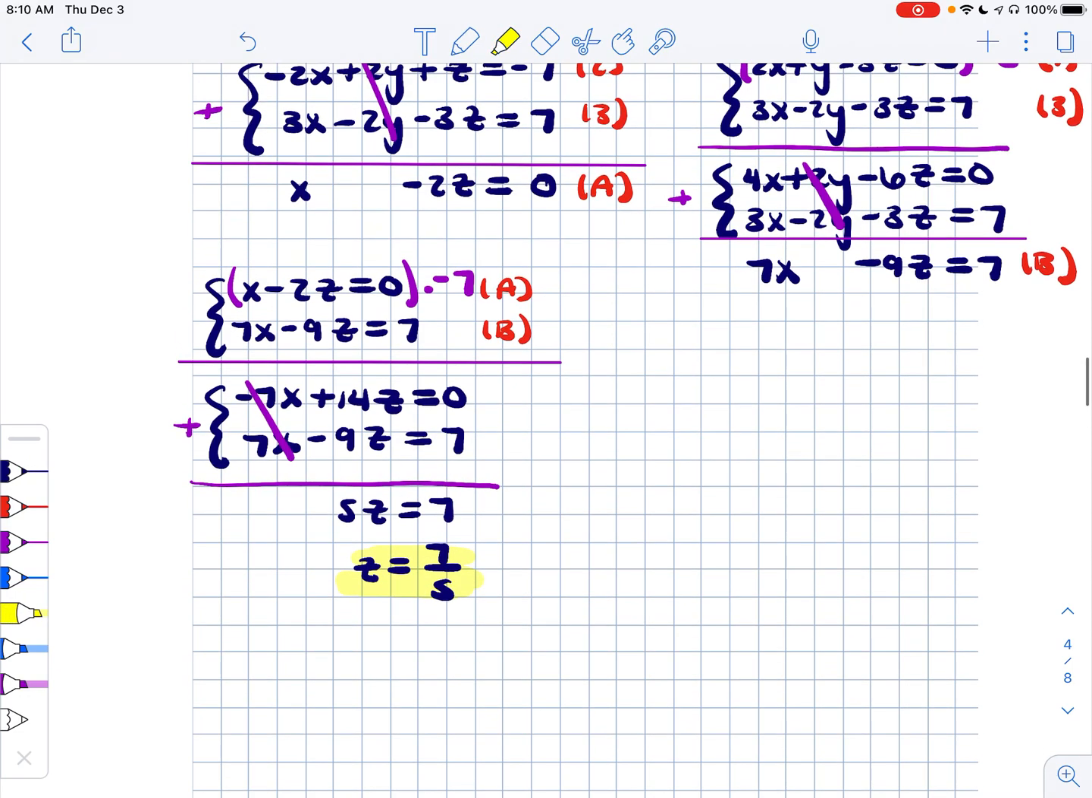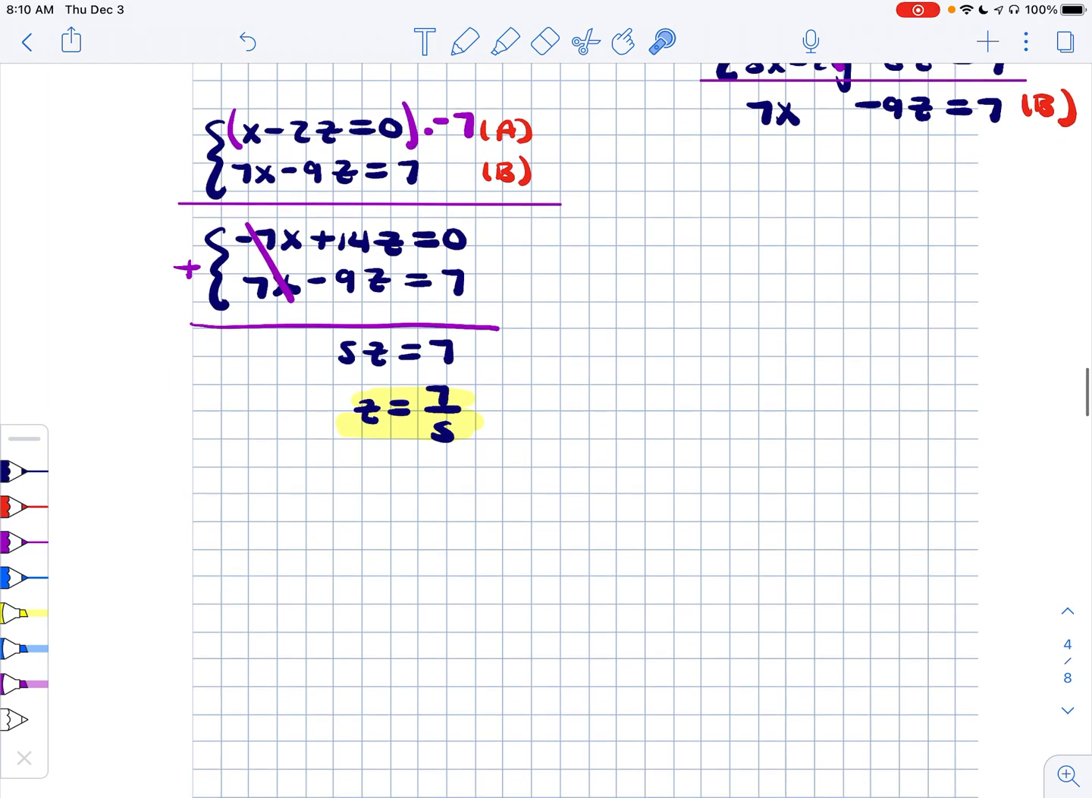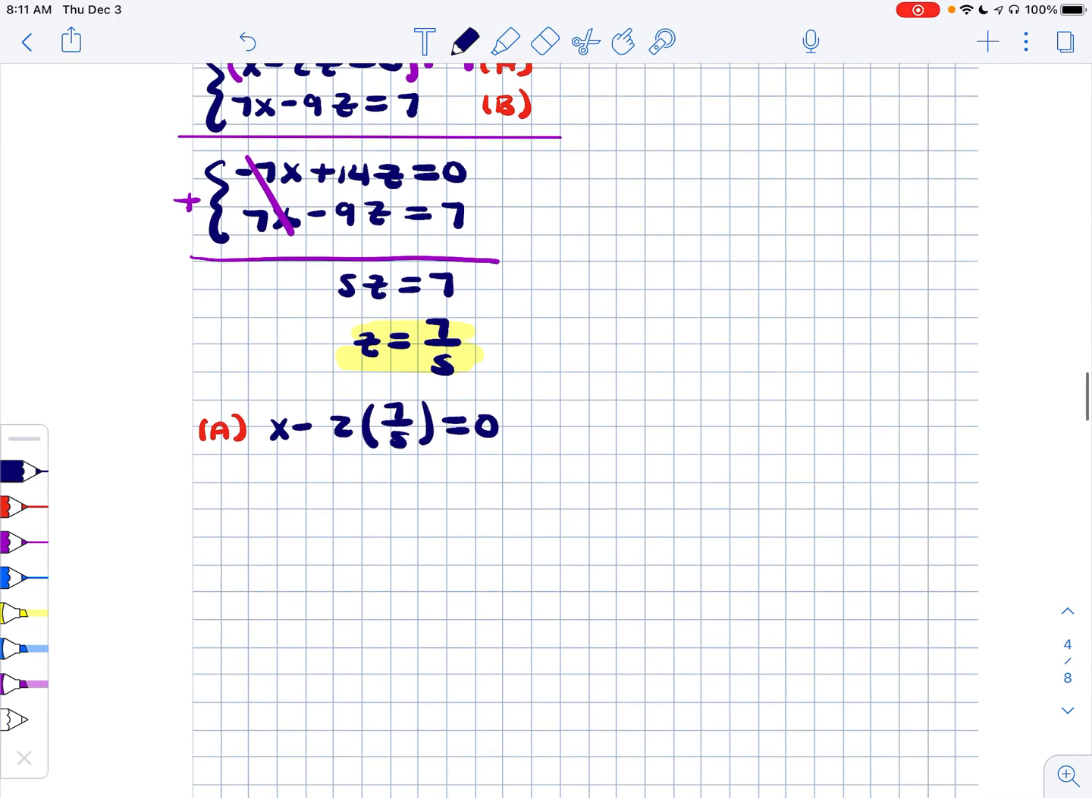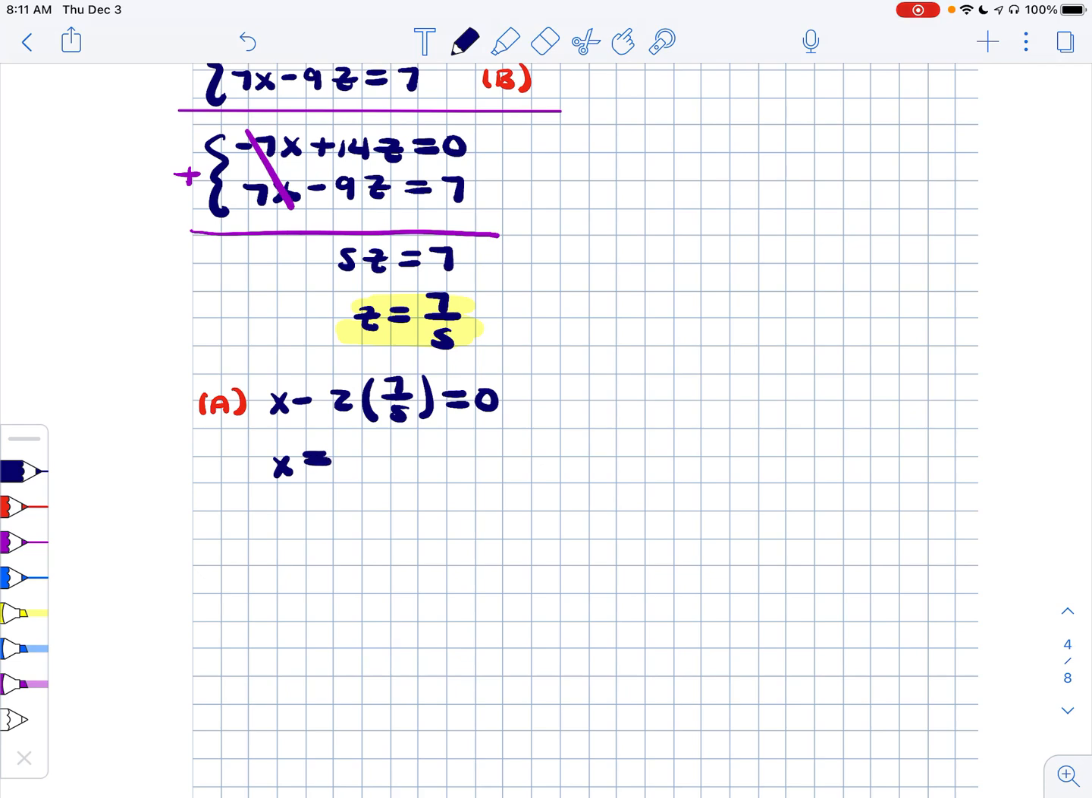Now we just need to back substitute in order to solve for the others. Once you have the first variable, go back to either your equation A or B to solve for the next one. I think A looks a little easier to work with on this problem, so I'm going to plug what I just found for z into that equation. If we solve that out, we get x is equal to 14 over 5. That's just multiplying the 2 by the 7 over 5 and adding that over to the other side.